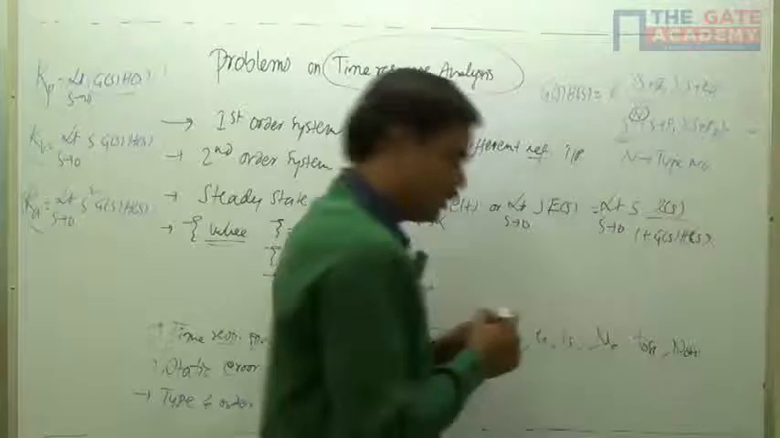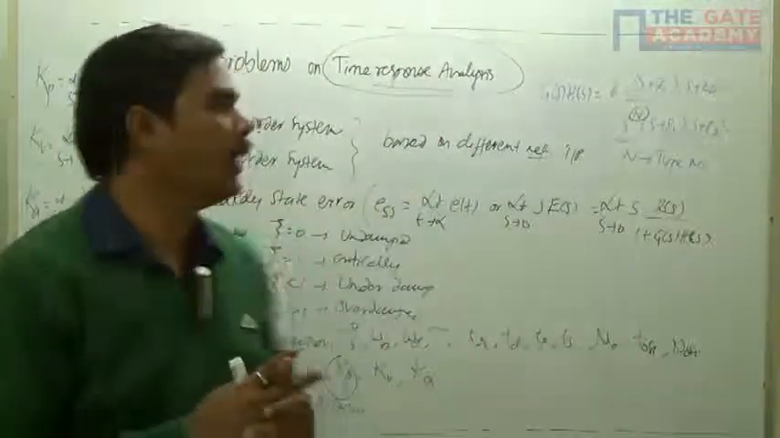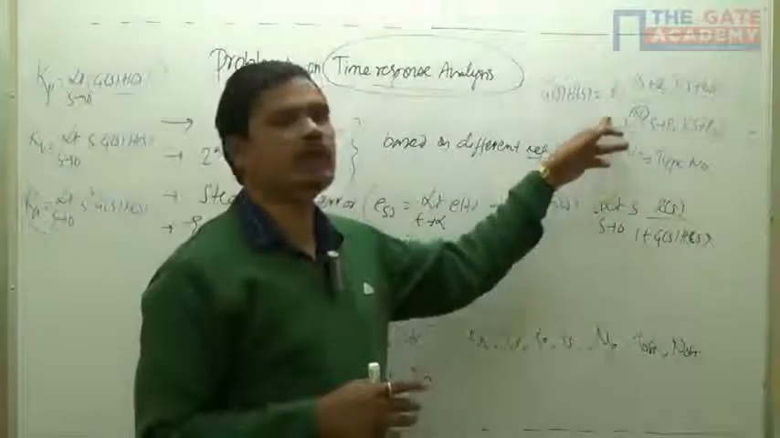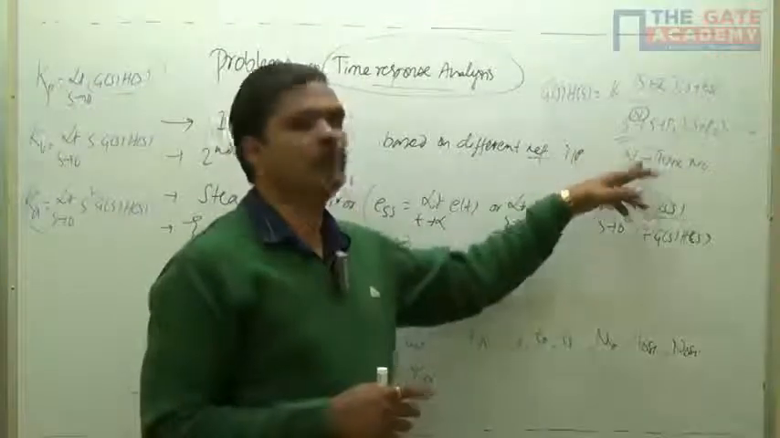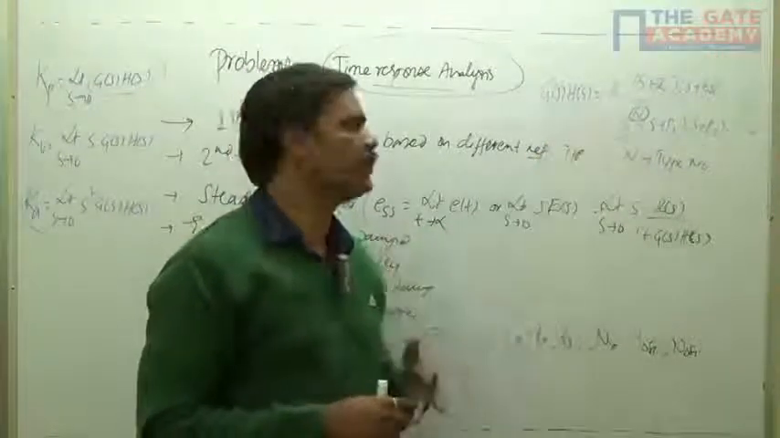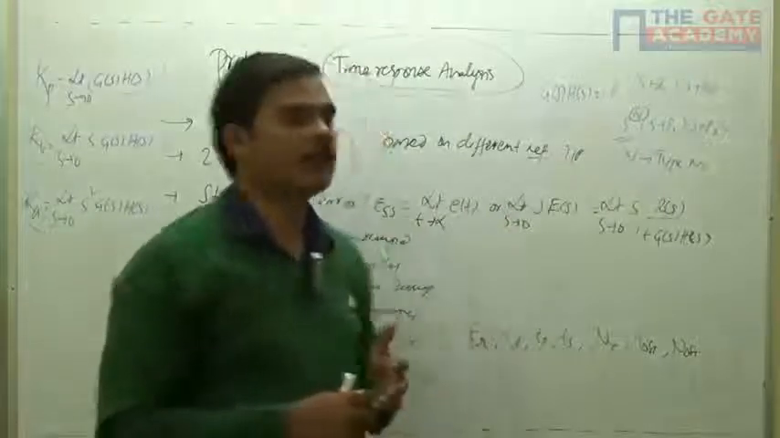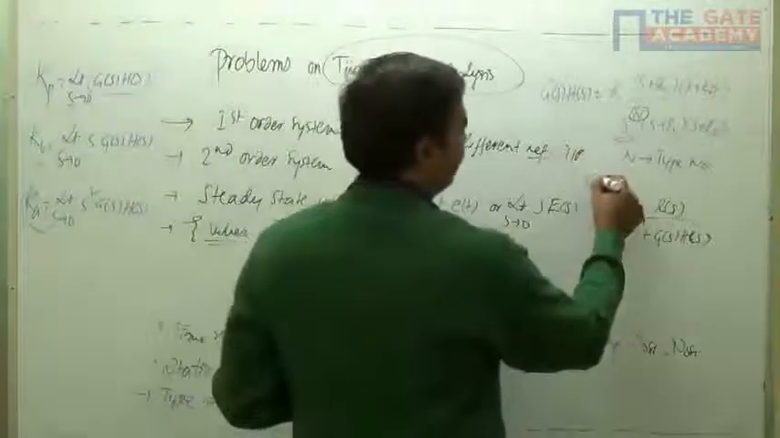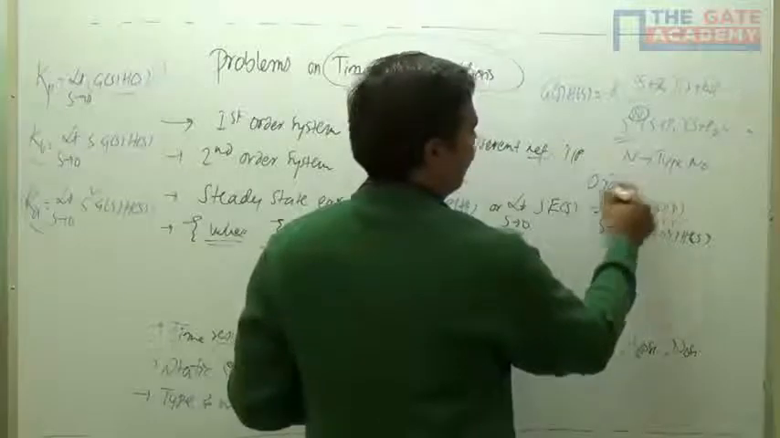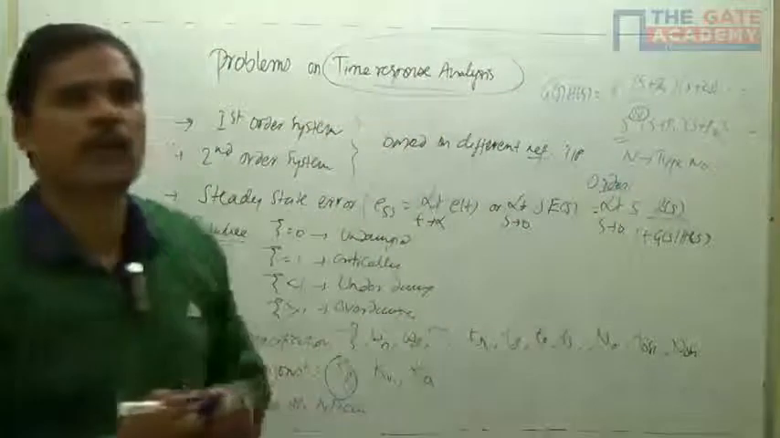What is s actually? It is a simple pole at the origin. Suppose s square, then it is type 2, which means there are 2 poles at the origin. And s power 0 means it is a type 0 system. Then what is the order of the system?